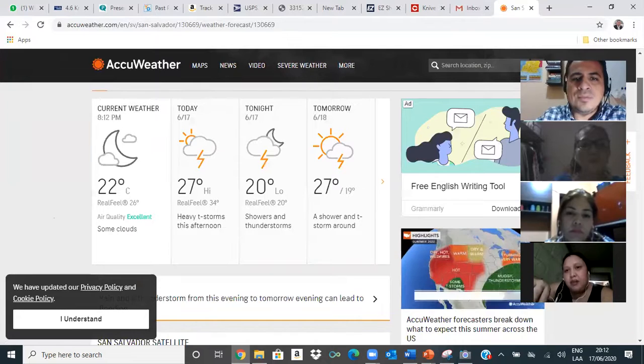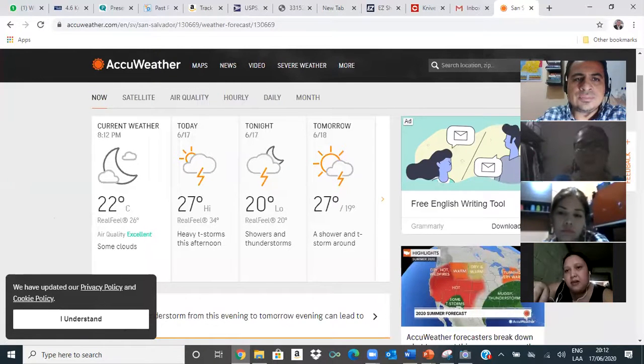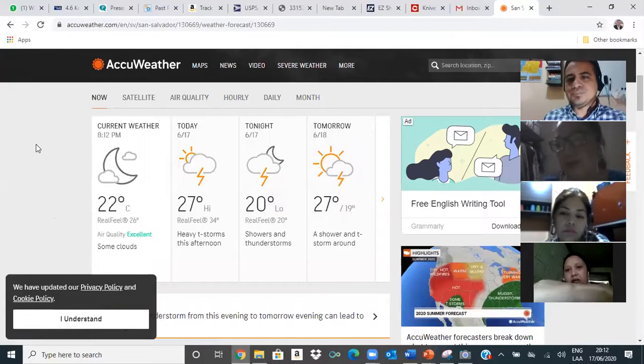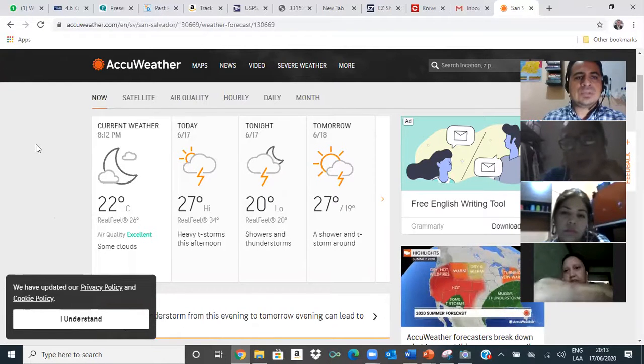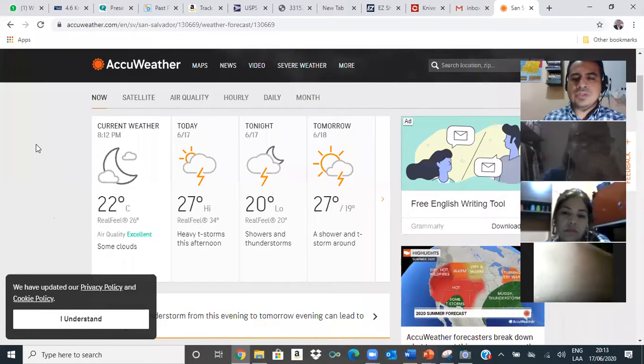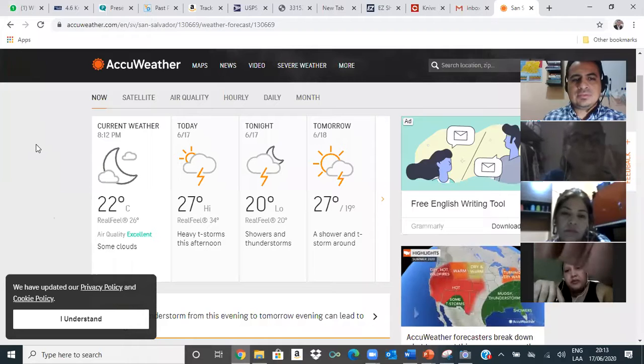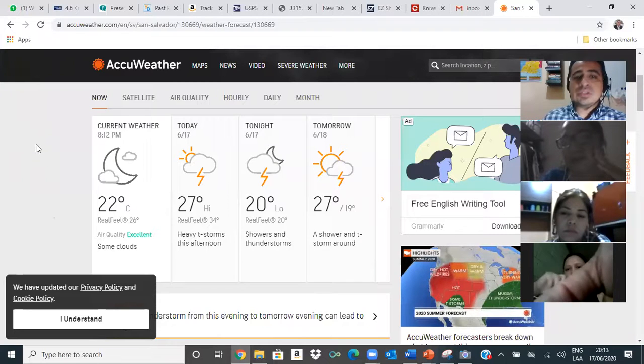So what do you recommend I wear? If I go outside, what do you recommend? A raincoat. I recommend a raincoat and an umbrella. Okay, very good, a raincoat. Umbrella. What else? What do you recommend? Boots. Maybe boots. Very good. What about maybe a hat? Yes. Okay.